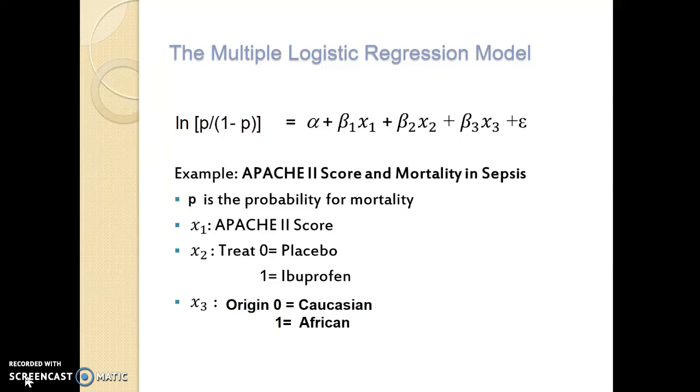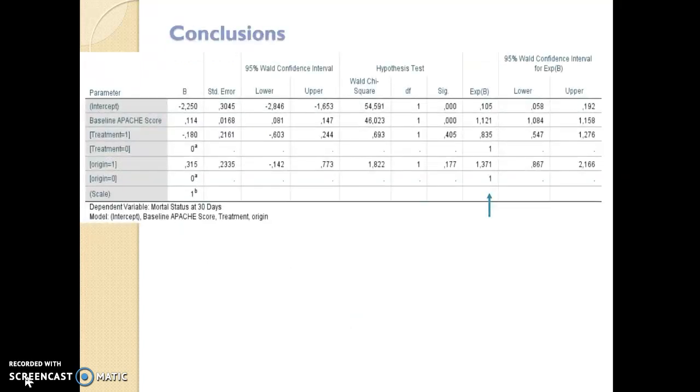As in linear regression, we can also have several independent variables. The multiple logistic regression model is written like in this picture. We continue with the same example, but now we have 3 different covariates. The covariates are Apache 2 score, origin, but we also have the variable treatment, which is coded with 0 for placebo and 1 for ibuprofen. The results look like this. When all the 3 independent variables are included, only Apache 2 score is significant.